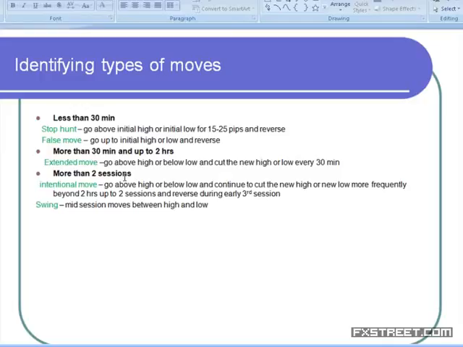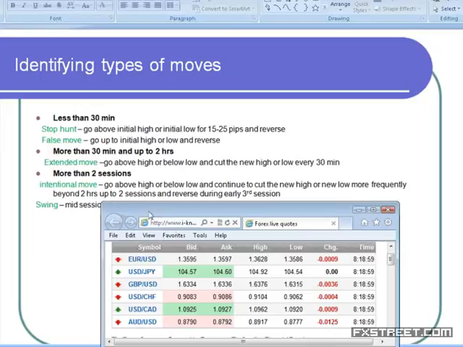Then over more than 2 sessions, they try to make the intentional move, which will be a slow move when compared to the extended move, which will be a quick move. In this move, they just cut the high and stay above the initial high and continue to gain the levels upward, or cut the low and stay below the low and continue to drop further down for 2 sessions and the start of the 3rd session.